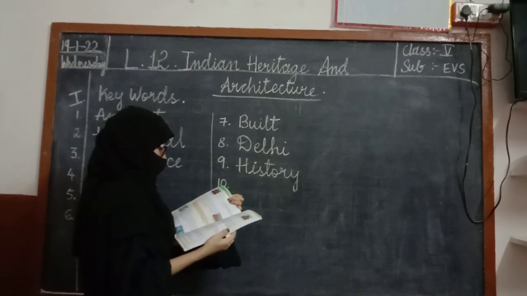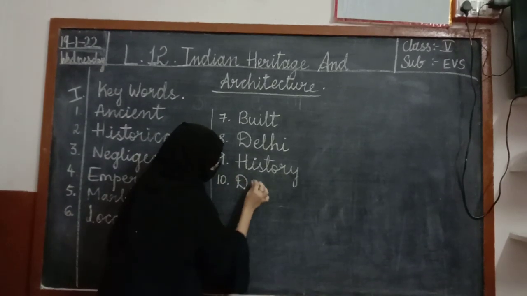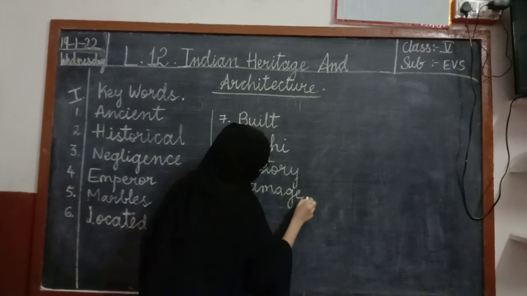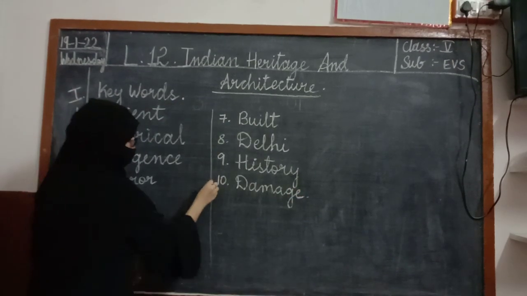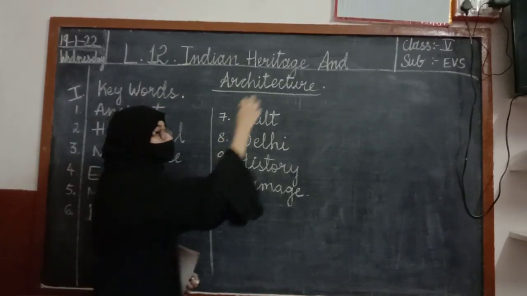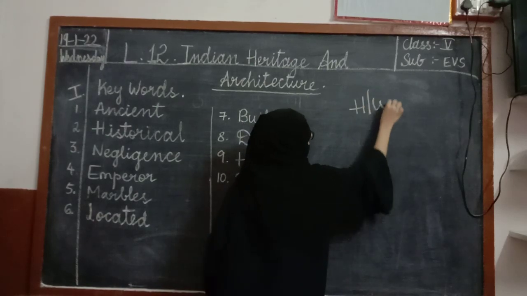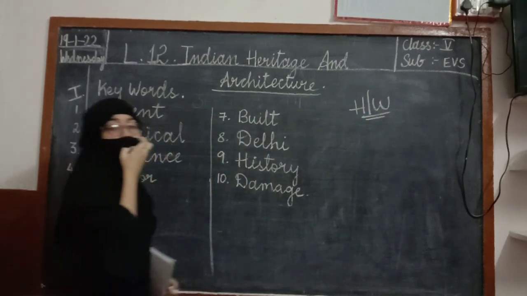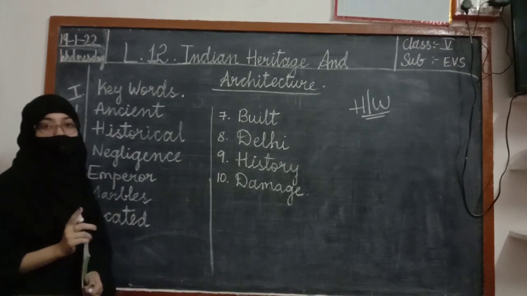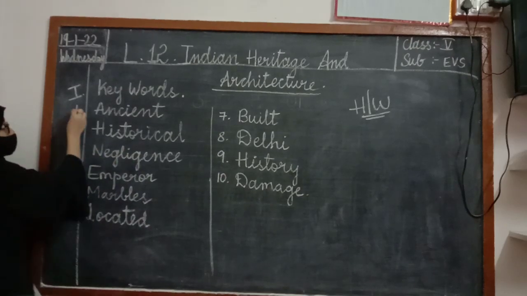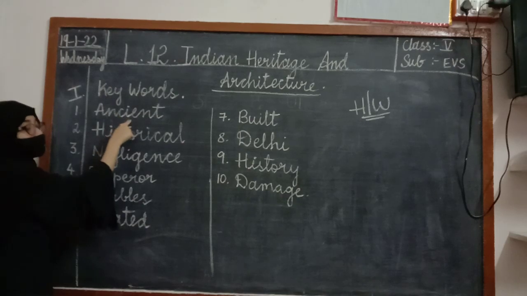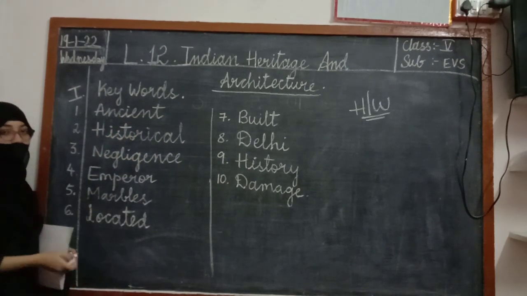Damage, D-A-M-A-G-E. One time. Do your work, write neatly, leave a line, and without spelling mistakes you are going to write. Come on, now do it once again. What is the first one? Ancient. A-N-C-I-E-N-T. Ancient.